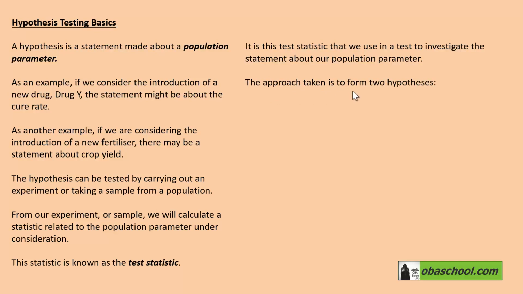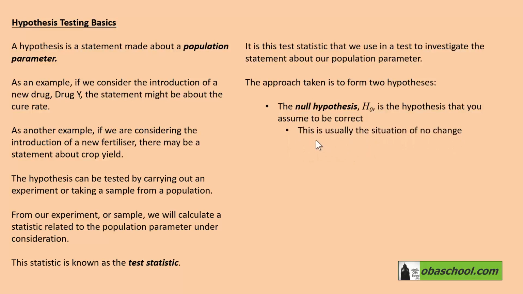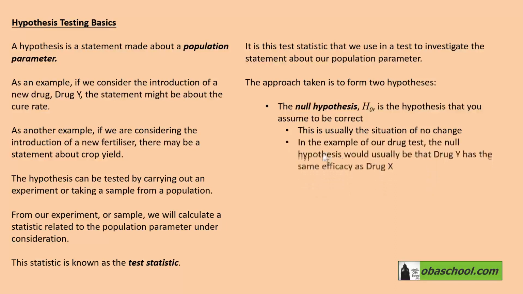The approach taken is to form two hypotheses. The null hypothesis, usually termed H0, is the hypothesis that you assume to be correct. This is usually the situation of no change. So in the example of our drug test, the null hypothesis would usually be that drug Y has the same efficacy as drug X. So that's the situation of no change. They are equally effective.